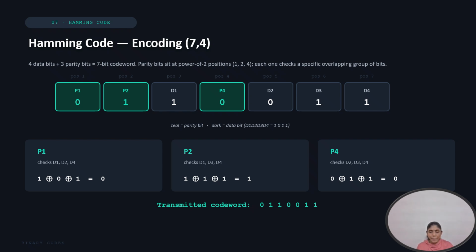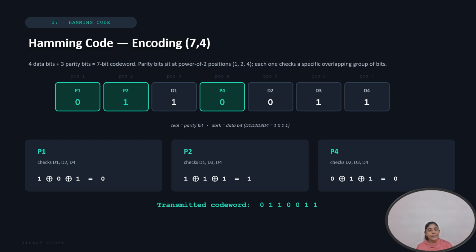So next check your P2: 1 XOR 1 XOR 1. So 1 XOR 1 is 0, and 0 XOR 1 is 1. So what is for P4? 0 1 1. Please write down these things, calculate and understand. So 0 XOR 1 is 1, and 1 XOR 1 is 0. So you have found the values for parity 1, parity 2 and parity 4.